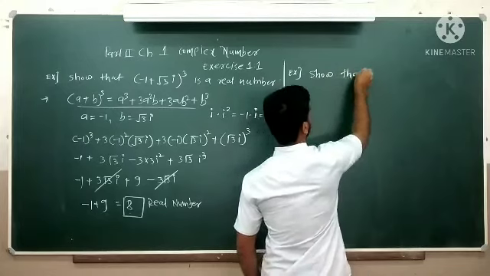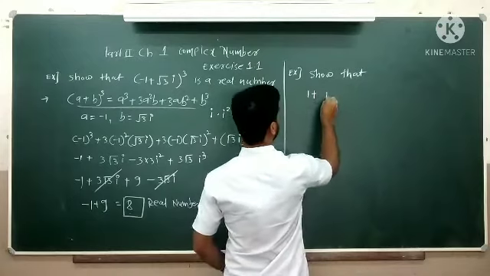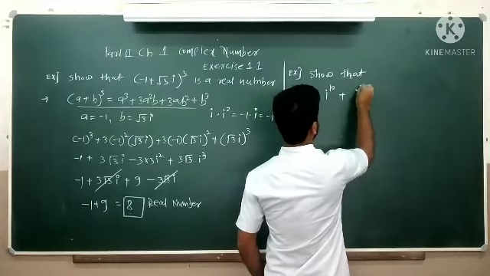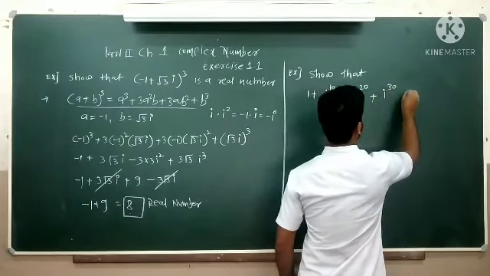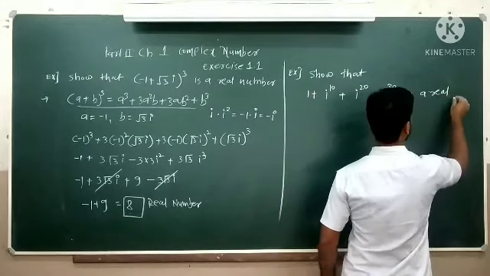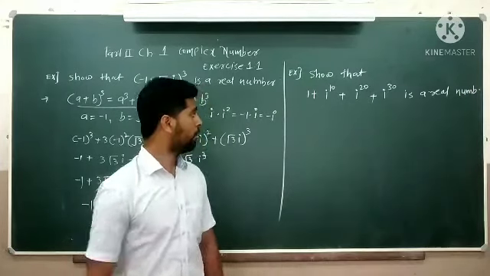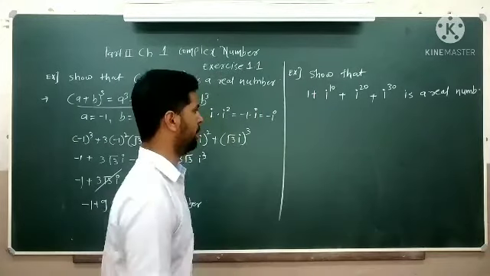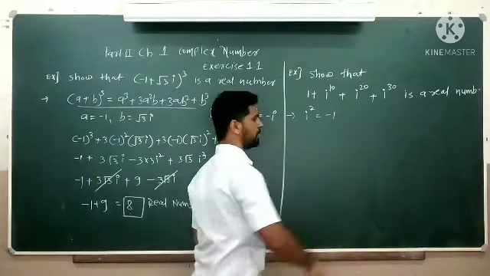Show that one more number is there, 1 plus i to the power 10 plus i to the power 20 plus i to the power 30 is a real number. This is what they asked to show. 1 plus i raised to 10, i to the power 20 plus i to the power 30 is a real number. Okay. So what we will do, we know one thing, that i square's value is always minus 1.